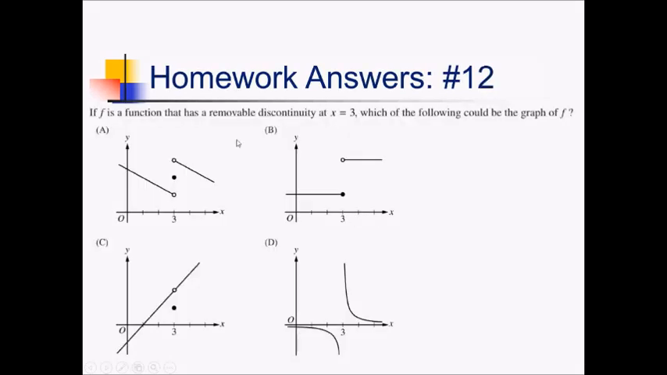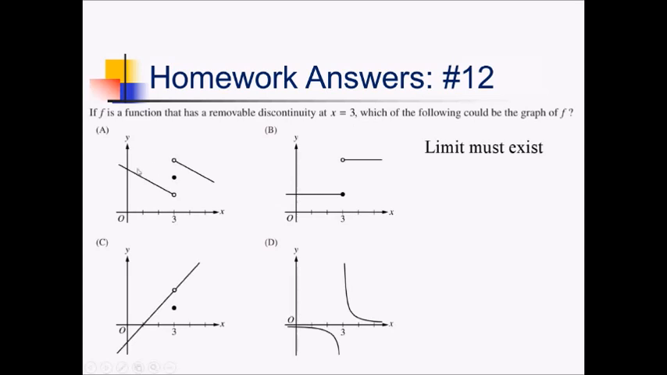For this problem, we're told if f is a function that has a removable discontinuity at x equals 3, which could be the graph of f. So if we have a removable discontinuity, just in terms of trying to differentiate these graphs, the key there is recognizing that if a removable discontinuity exists, then the limit is going to exist at x equals 3. A hole, which is another name for a removable discontinuity, does not affect the limit of a function. So we're looking for a place where the limit actually exists at x equals 3.